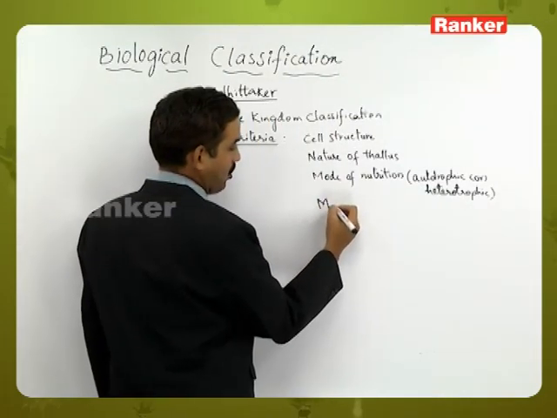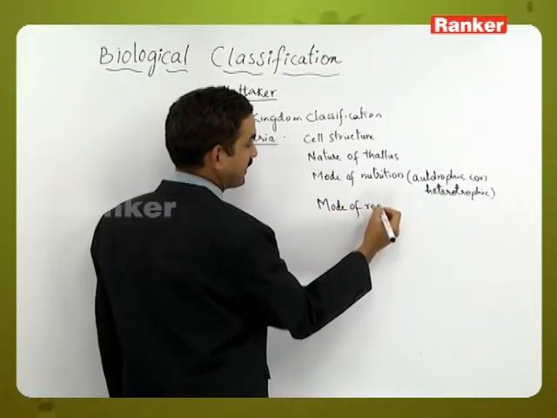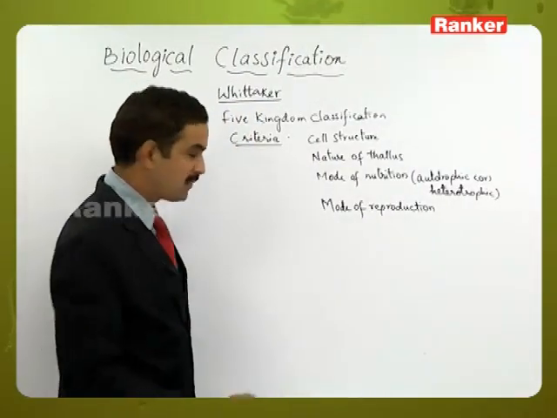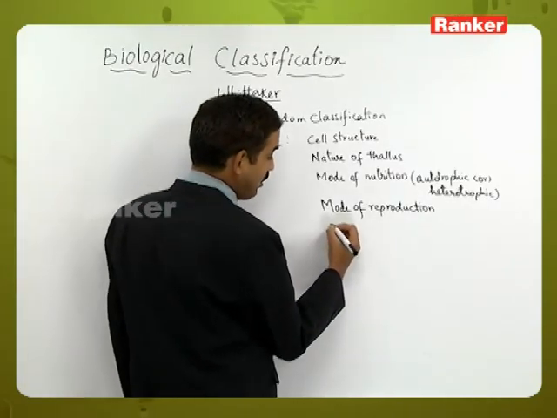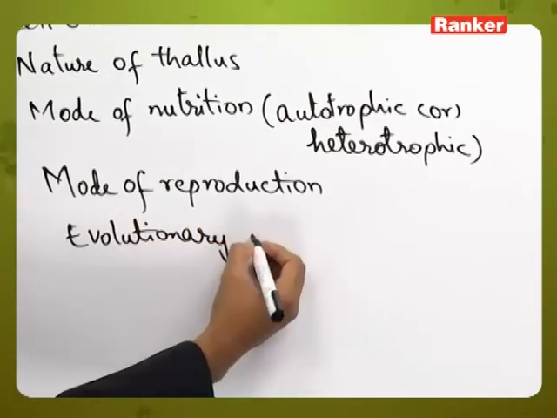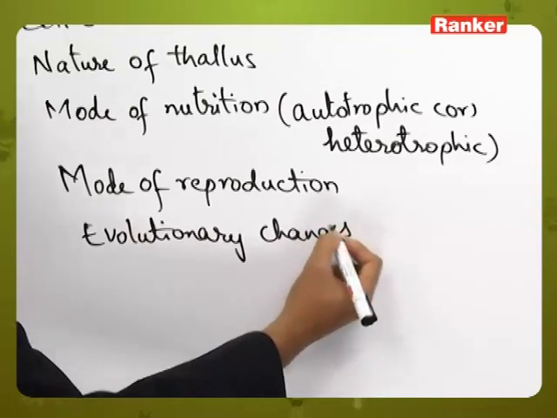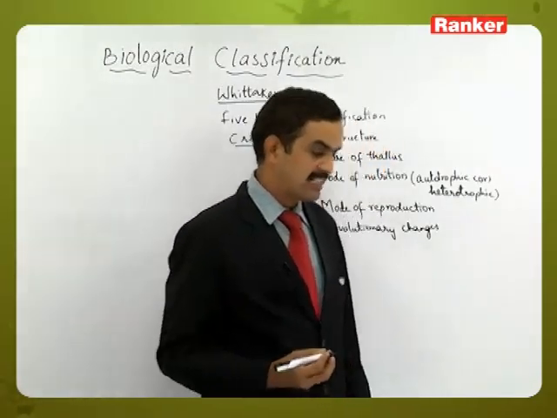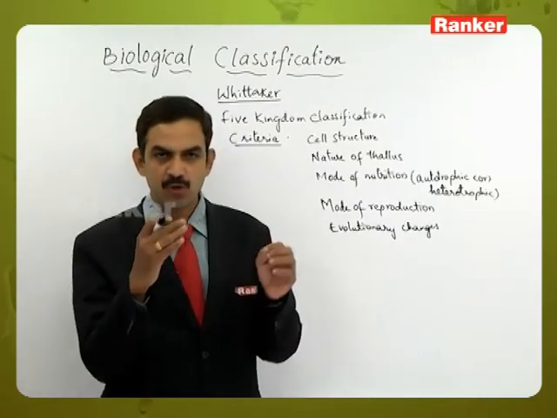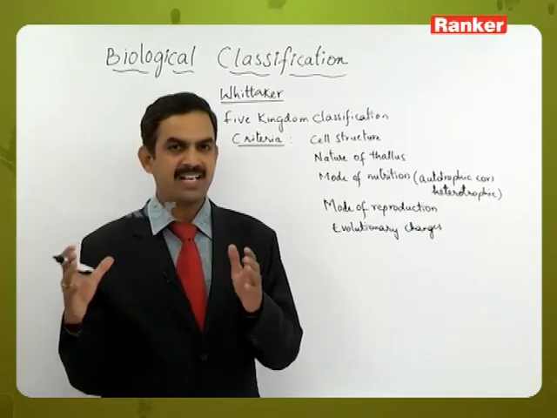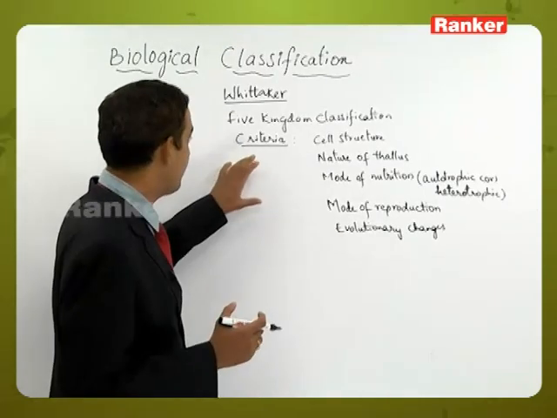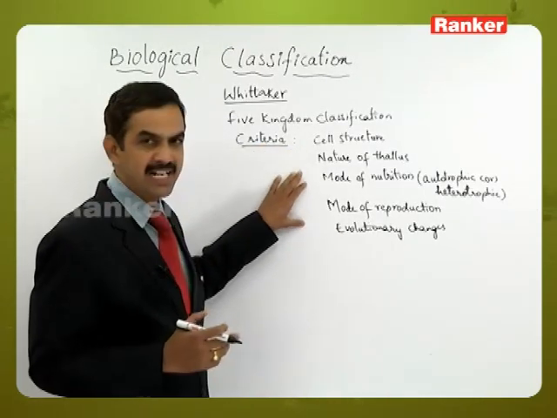Then the mode of reproduction, which method of reproduction is followed by these living organisms. Apart from this, phylogeny, that is, evolutionary changes or aspects, has been considered by the scientist for the classification. When phylogeny is taken, in the due course of evolution, how the changes have taken place in that particular species can be easily identified. That is how these criteria have been taken by the scientist Whittaker.